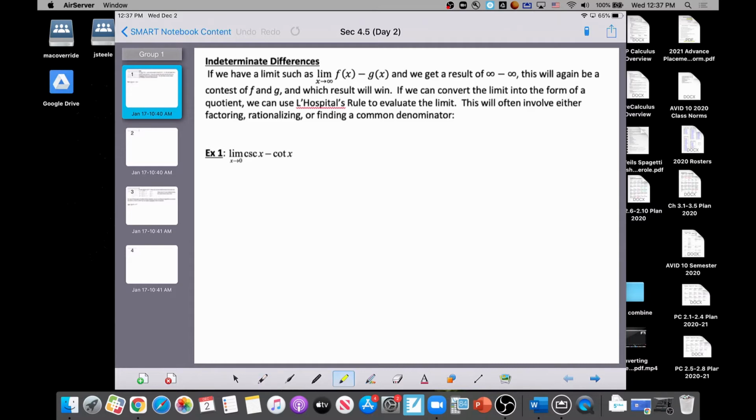So when we think about trying to turn something into a quotient, we're often thinking about either factoring, rationalizing, or finding a common denominator. Those are the tricks in our bag that we have for converting our limit into the form of a quotient. So let's take a look at example 1.